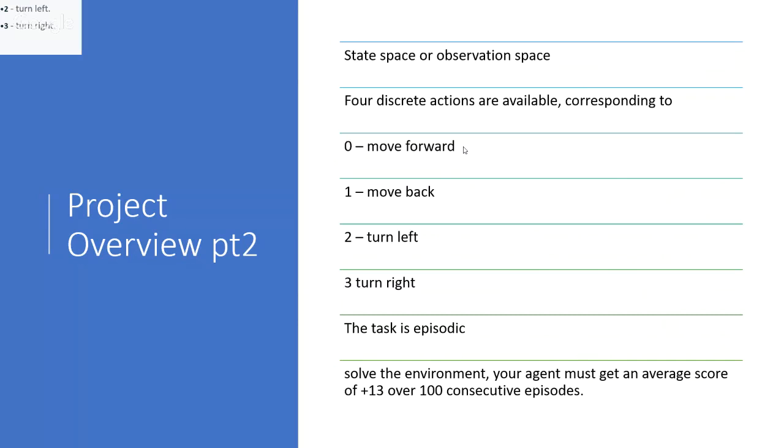As I said before, the task is episodic, so it has a start and a finish. To solve this environment, your agent must get an average score of +13 over 100 consecutive episodes. So you'll need to record the cumulative reward for each episode, and then take the mean of that to find out whether you've achieved that average score.